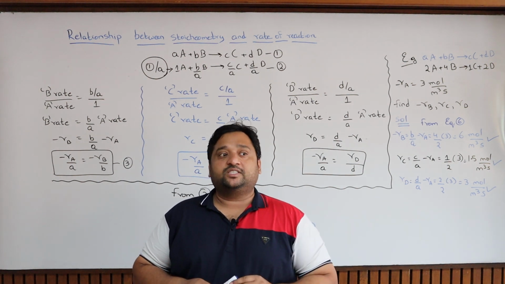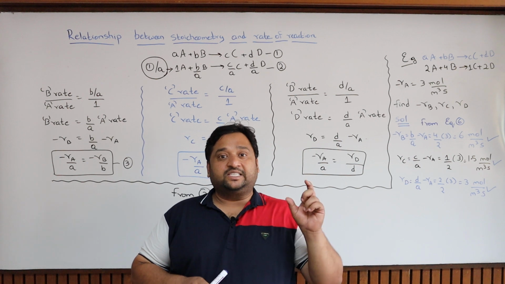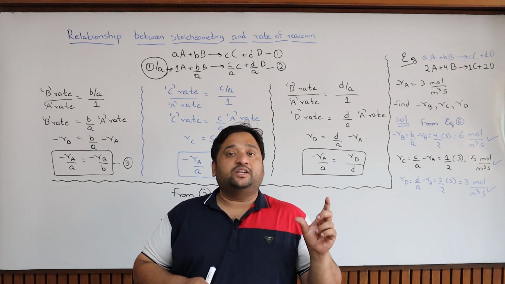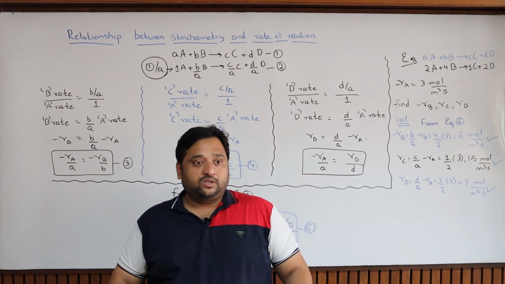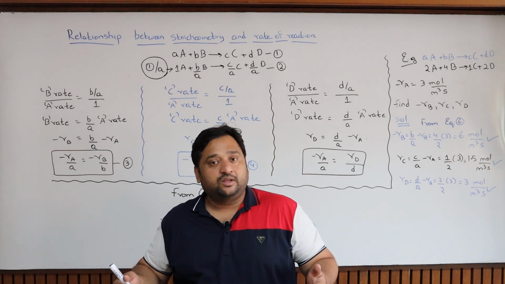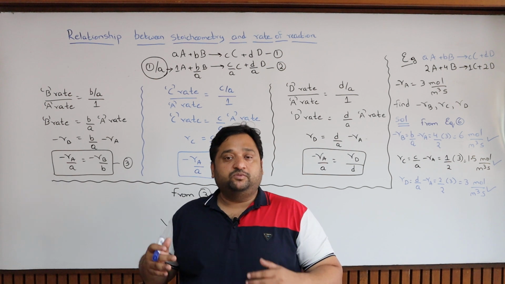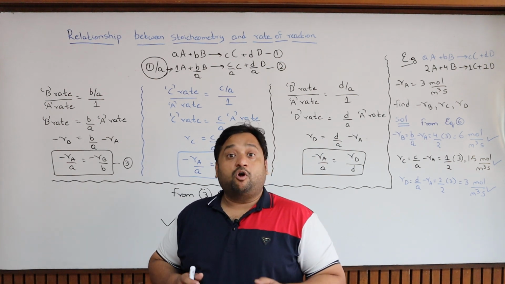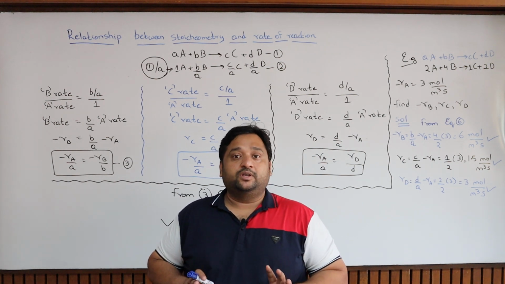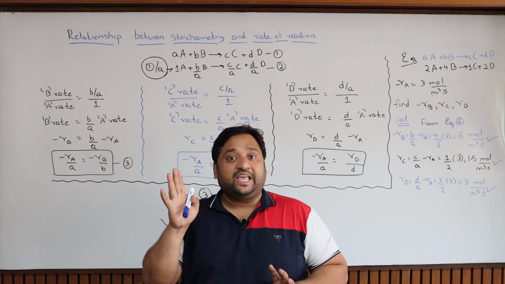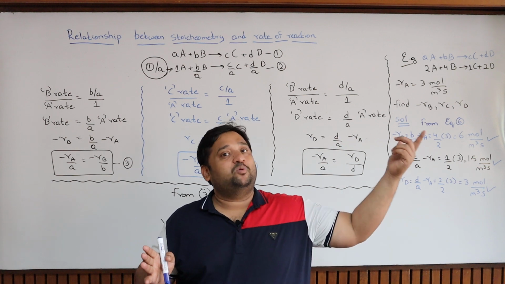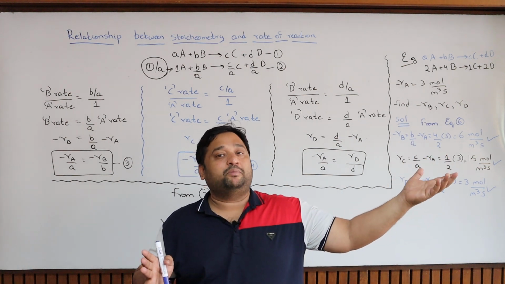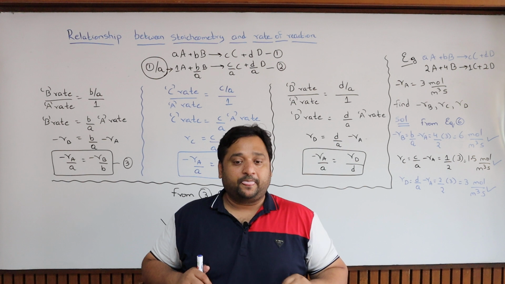Today we are going to discuss the stoichiometry relationship with the rate of reaction, because during a reaction the reactants are consumed and the products are formed, not in the same amount. If 1 mole of A is reacted, on the product side maybe 2 moles of C are going to form.